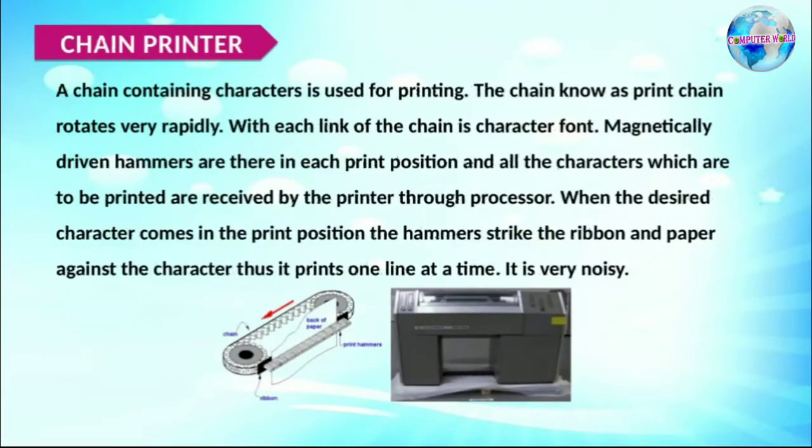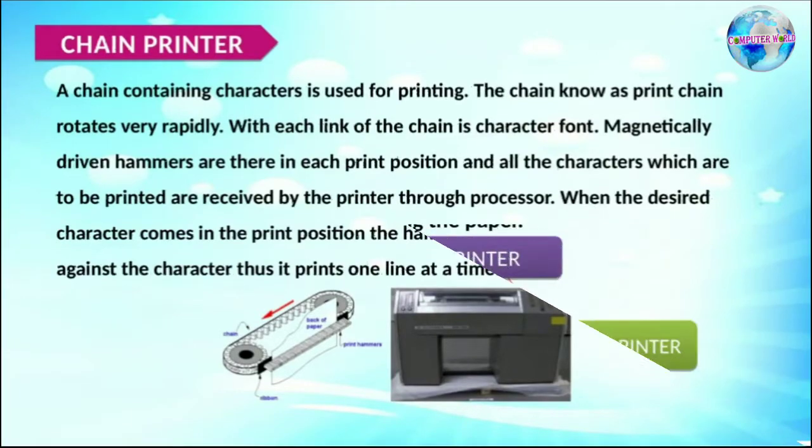Chain printer. A chain containing characters is used for printing. The print chain rotates very rapidly, with each link of the chain holding a character font. Magnetically driven hammers are there at each print position, and all the characters which are to be printed are received by the printer through the processor. When the desired character comes in the print position, the hammer strikes the ribbon and paper against the character. Thus, it prints one line at a time. It is very noisy.